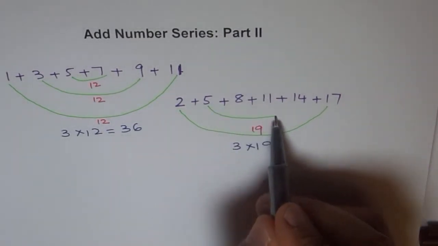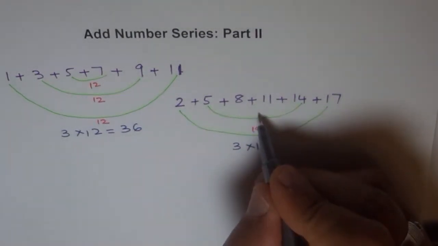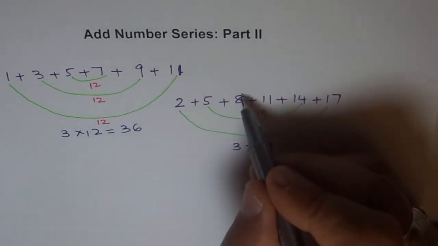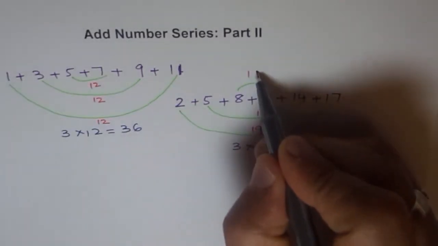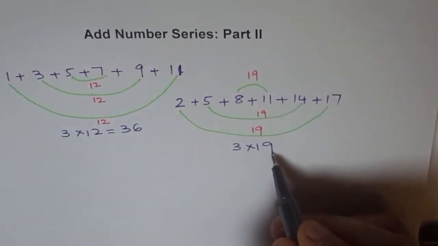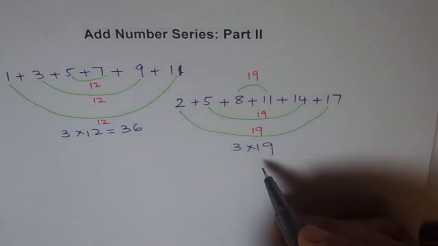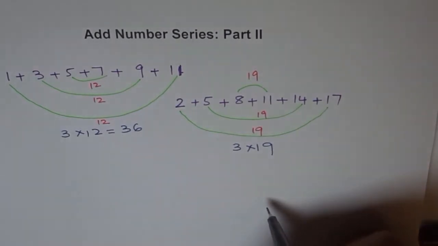Okay. 5 plus 14 is 19. Yes, it is. And 8 plus 11, how much is this? I think that is also 19. Okay, fine. So we have to do 3 times 19 to get our result. But at least we know it is 3 times 19. Fine. Now I'll teach you how to do 3 times 19. Okay, that is also very important.